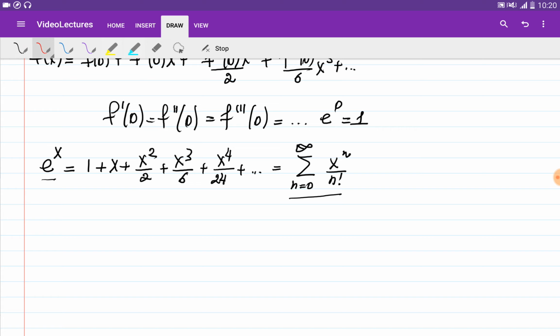For example, if I would like to evaluate the value of e, I need to set x to be equal to 1, right? And I need to set all the values of x in the right-hand side part to 1.